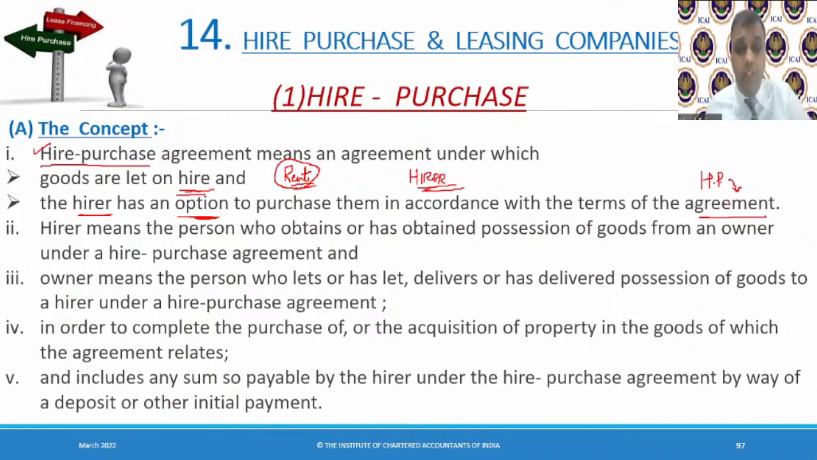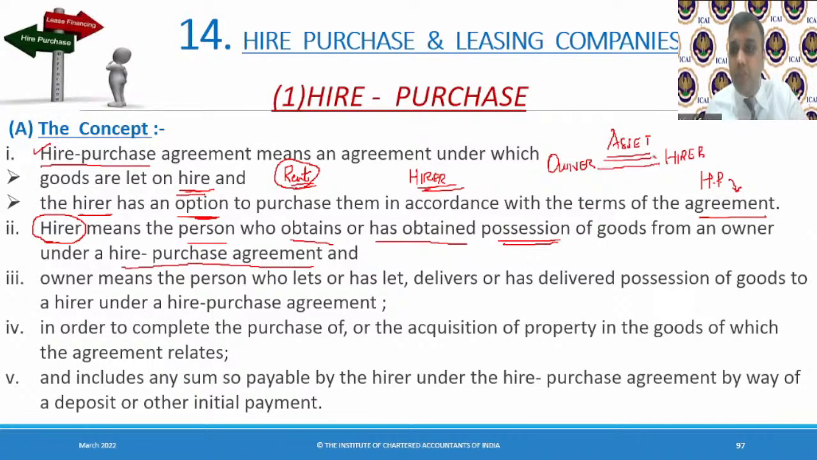The hire purchase agreement would entail that, after a certain point of time, the owner will give the hirer, the person who has taken the particular asset on hire, the option to purchase the asset. Instead of giving rents, he can purchase. Hirer means the person who obtains or has obtained possession of goods from an owner under a hire purchase agreement. The ownership is with the owner only. So this is an asset. This is the owner, and this is the hirer.